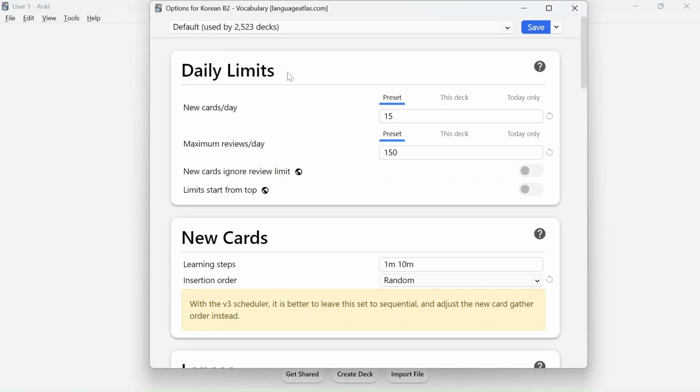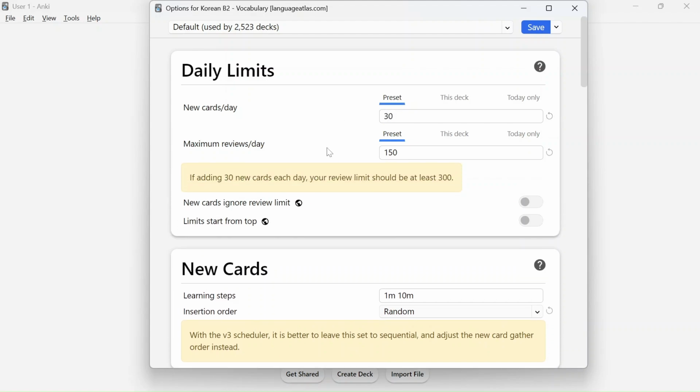And the pop-up says Daily Limits over here. You can see new cards per day and maximum reviews per day. Now the new cards per day regulates how many new cards you see every day. In this case for me it's 15. And if I want, I can increase this, for example, to 30. And over here I have maximum reviews per day. So currently I'm doing 150 maximum reviews per day.